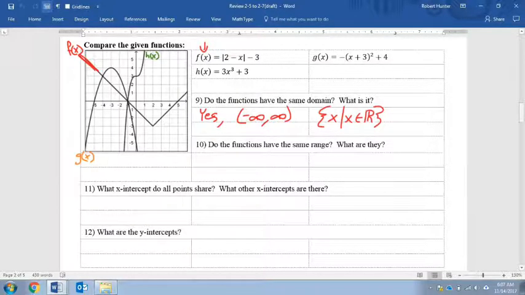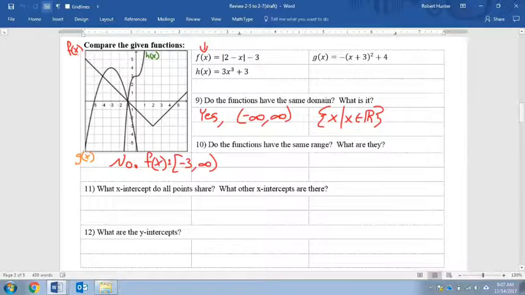Do the functions have the same range? No. In this case, they don't. So you got to list them all one by one. F of x, that's this one. It goes down to there and goes up to there. So that's the lowest point. So it's from negative 3 up, or you can just grab that and know it goes up. So the range for f of x is from negative 3 to infinity.